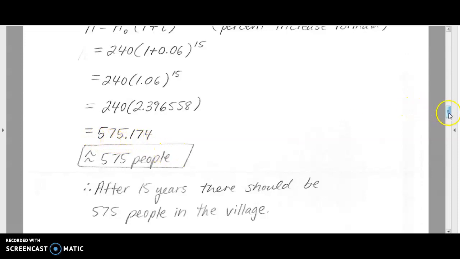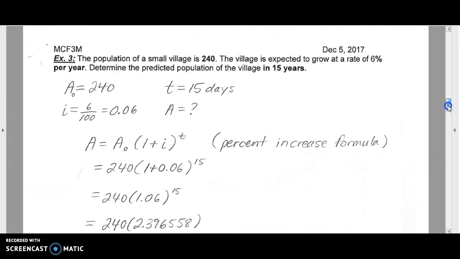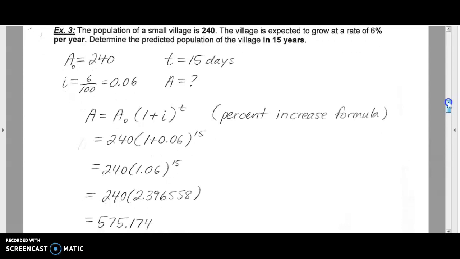So 575. Just remember, always convert your percent to a decimal. So 6% converts to 0.06. Plug that in there. The amount of time is 15 years. And how many did you start with? 240. Hopefully that makes sense.